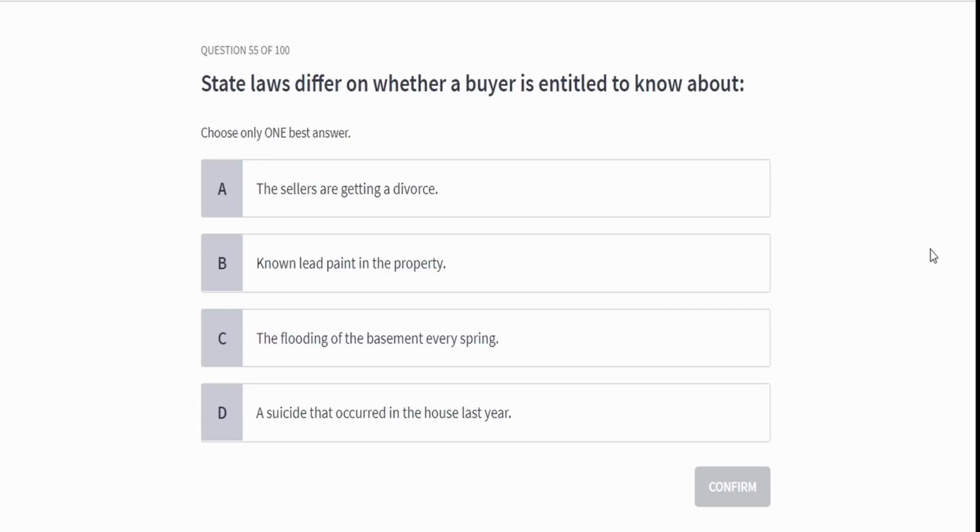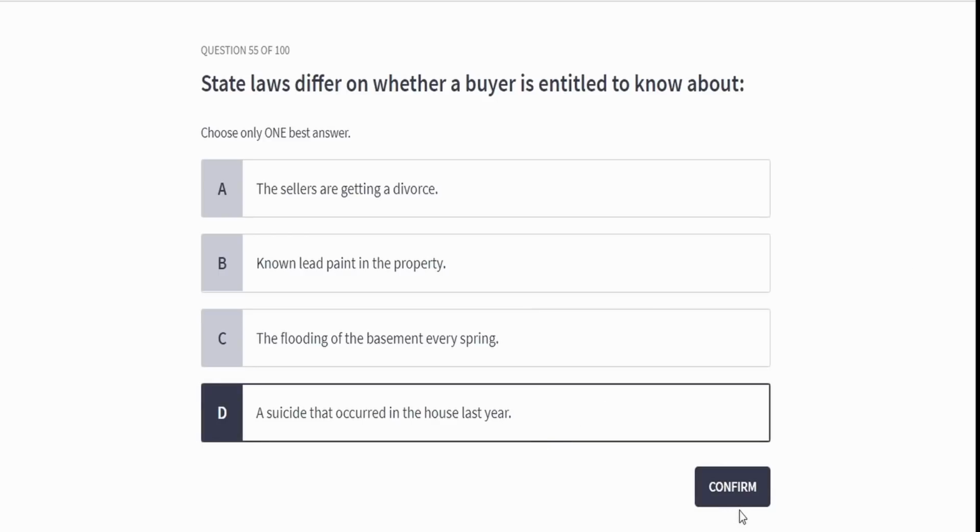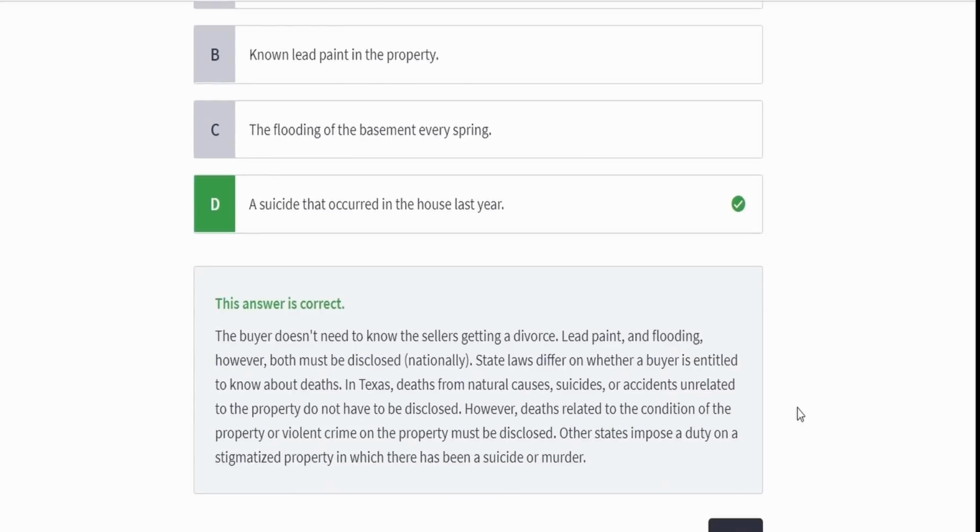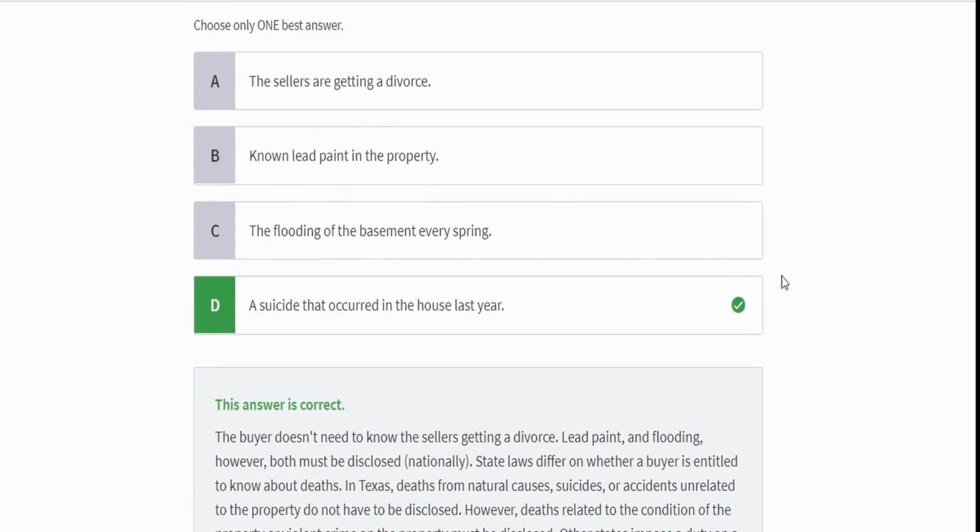Alrighty, so the correct answer for this one is going to be D, a suicide that occurred in the house last year. So, for starters, the buyer doesn't need to know the sellers are getting a divorce. That's totally unnecessary. Lead paint and flooding, yeah, both must be disclosed nationally. That is the key takeaway there.